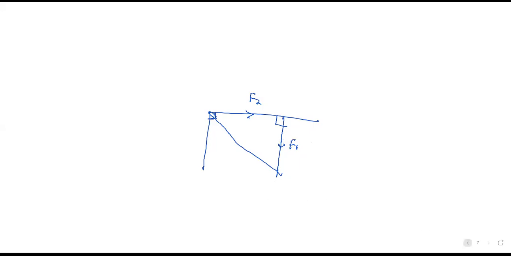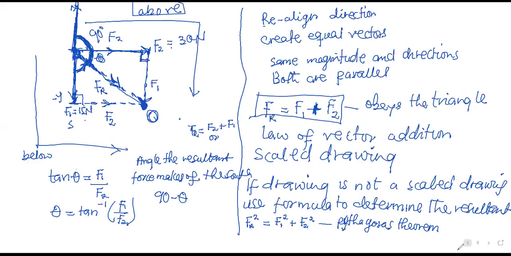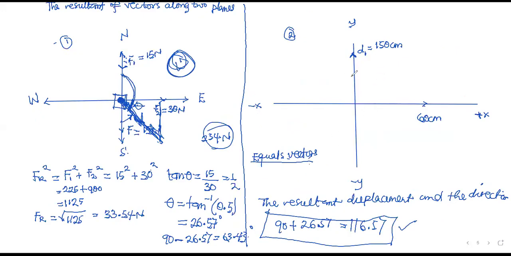Yes, sir. But that does not mean you cannot use sine and cosine. Once you have the resultant, you can also use that to determine the angle, theta. Okay, so I want you to answer the 2B question. We have a displacement of 150 centimeter due north, and then a displacement of 60 centimeter due east. What is the resultant displacement and the direction? Start with.